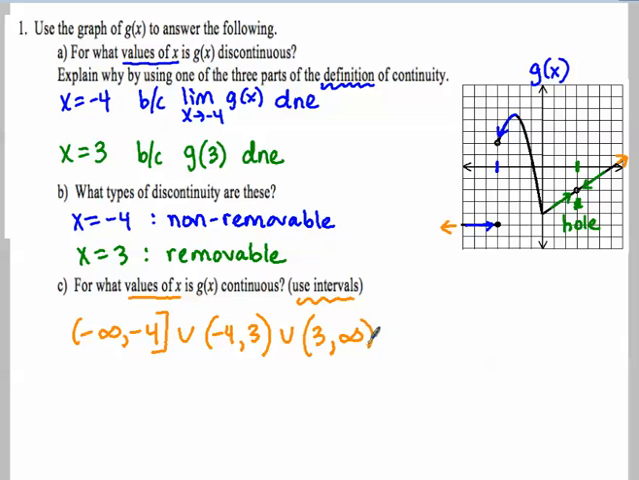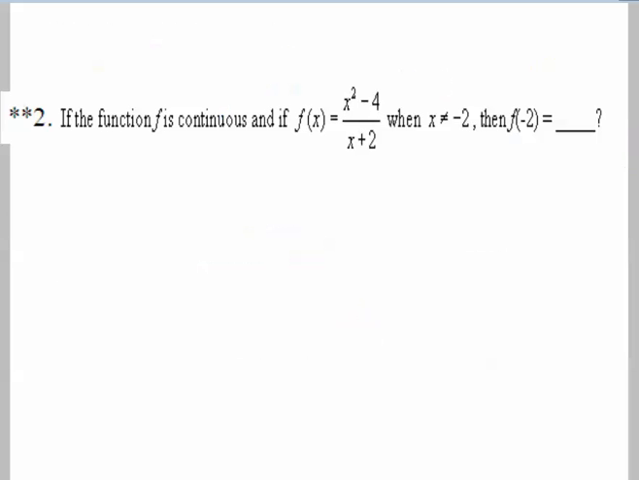Let's look at a problem that doesn't have a picture for us. So here we see, ooh, AP problem, very important. We want to feel comfortable with these. We might see them on a quiz or test, and on the AP test, most importantly. If the function f is continuous, and if f of x equals this expression when x doesn't equal -2, what does f of -2 have to equal? Well, here's my keyword, continuous.